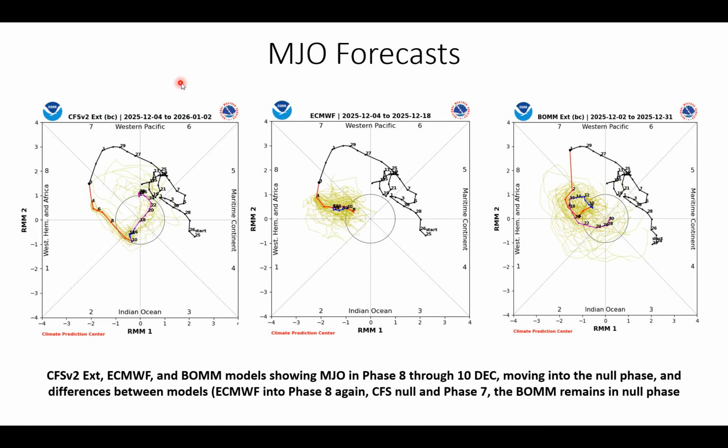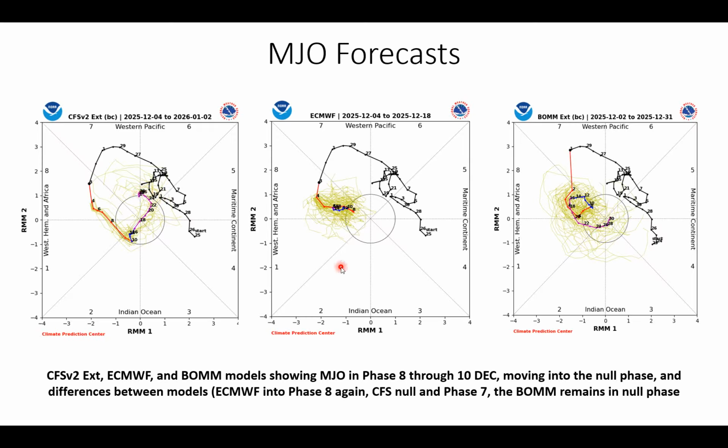Other models at MJO forecast here. On the left, I have the CFS V2 extended bias corrected model showing the MJO also in phase 8 today. And the forecast from the CFS V2 has the MJO working its way into weaker phase 1 and then into this null phase, the smaller circle at the center of the diagram, meaning more non-impactful for U.S. weather. And then right through the 2nd of January, the MJO comes back out on the border between 6 and 7, according to the CFS.